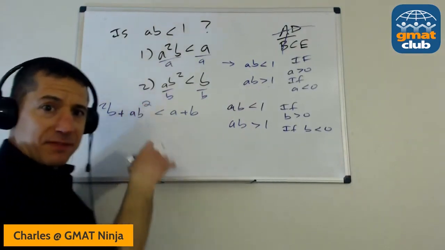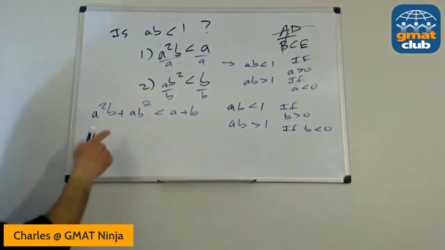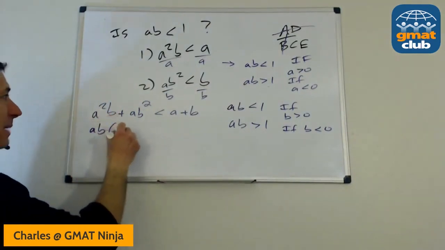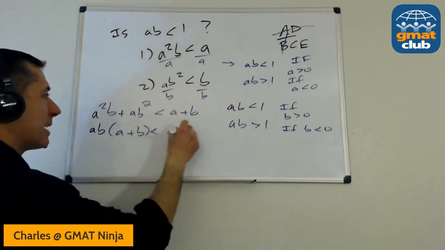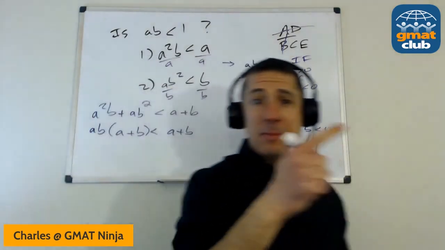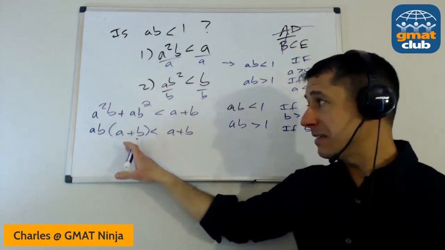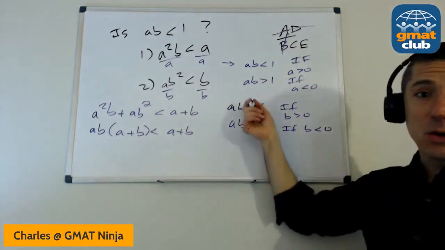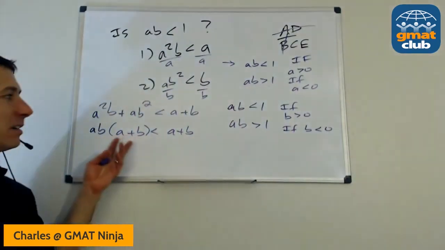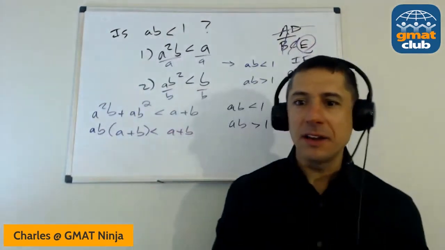So with all that algebra, what's the GMAT's single favorite concept in algebra? It's factoring. All those quadratics we worked on, all those exponents we worked on. Once again, I'm going to take out the AB, and I get A plus B less than A plus B. I could divide by A plus B again, but same thing as up here: I don't know whether it's negative or positive. So we end up getting the same thing over and over again, that AB could be either less than 1 or greater than 1, depending on whether A and B are positive. So your answer here is E.